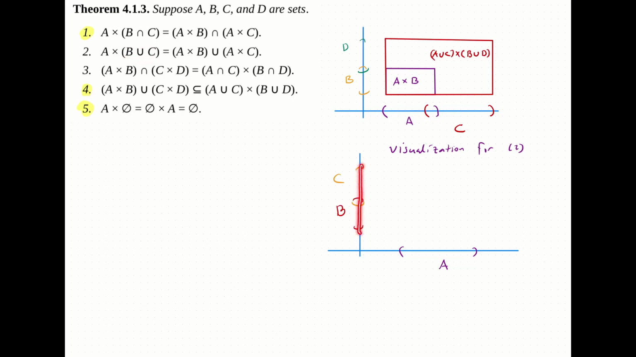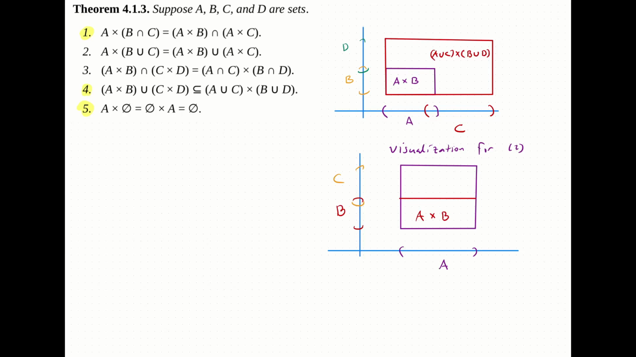Here's our B union C. And so what that would look like is this corresponding rectangle. And so that's the whole region. But now if we instead had done A Cartesian product with B, then that would give us the following. So then we have A and B. And so that will be, actually let me do that in red. So this right here will correspond to A Cartesian product B.